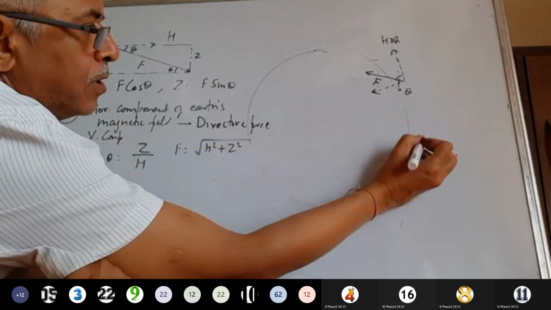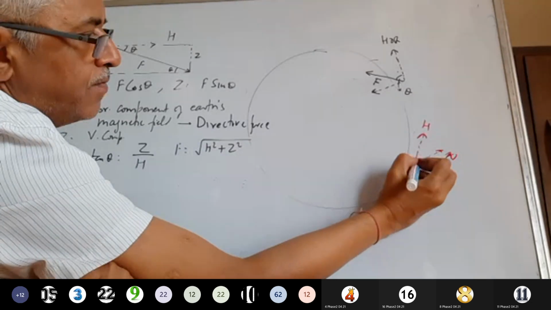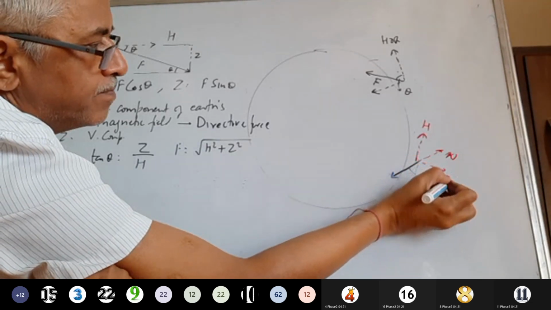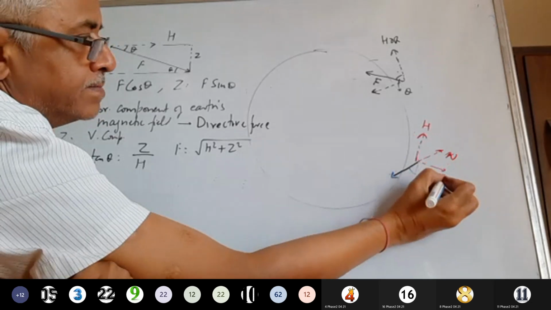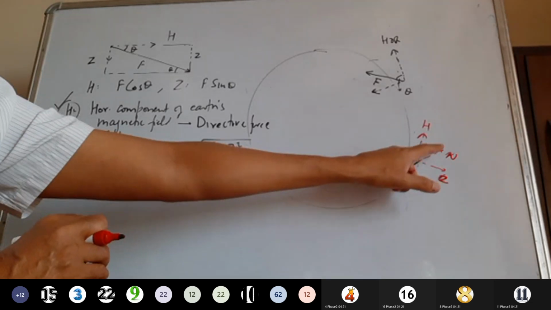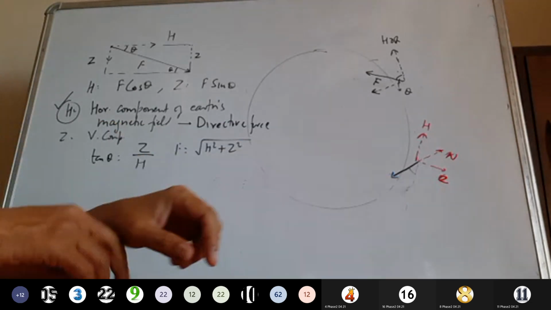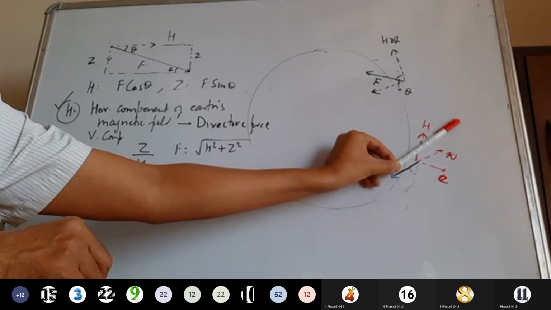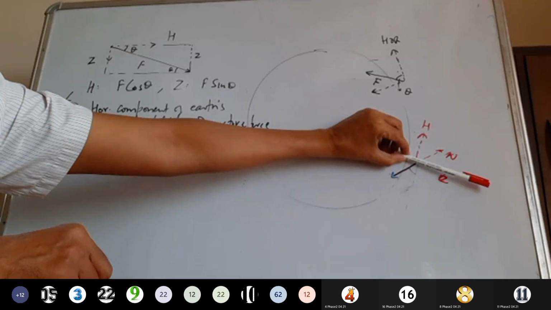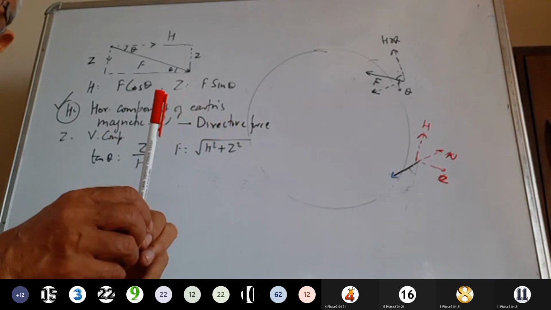If you take the components, the horizontal component H will be this, and the vertical component Z will be this, because the direction of the field is taken as this direction. So when you take components, the horizontal component goes like this, and the vertical component goes like this. So this is also the direction towards north only. Understand?